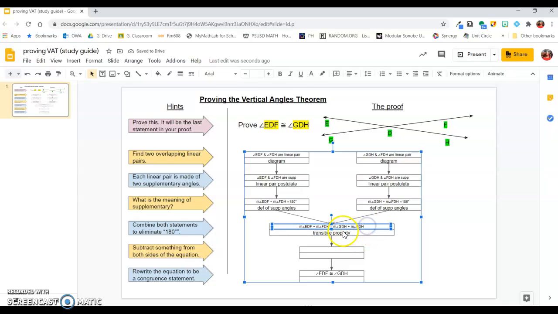I have an FDH on both sides. Let's subtract that from both sides. I'm subtracting the same amount from both sides, getting rid of the FDH that's on both sides of this equation. And I can do that because of the subtraction property of equality.